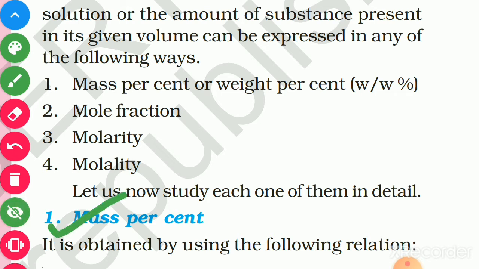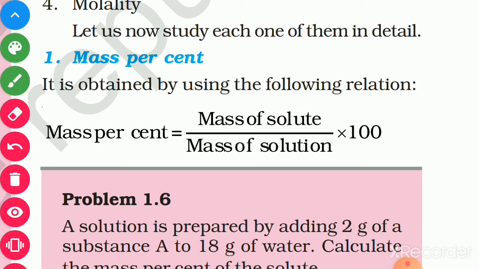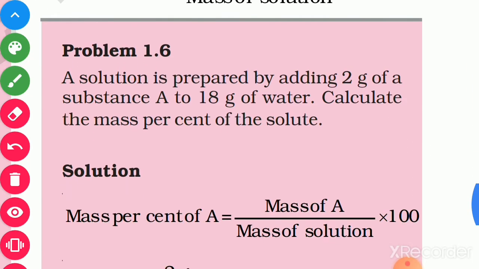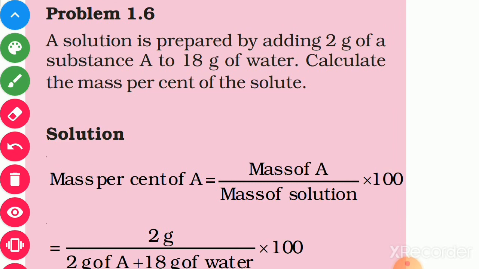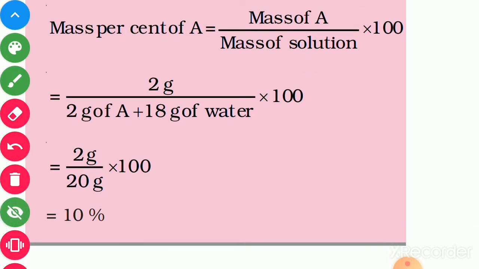Now, mass percent. Mass percent equal to mass of solute by mass of solution into 100. One problem on mass percent. Suppose a solution is prepared by adding 2 gram of substance A to 18 gram of water. Calculate the mass percent. Mass percent of A must be equal to mass of A by mass of solution into 100 equal to 2 by 2 plus 18 gram of water. The total mass of the solution is 20 gram into 100. That is 2 by 20 into 100 equal to 10%.